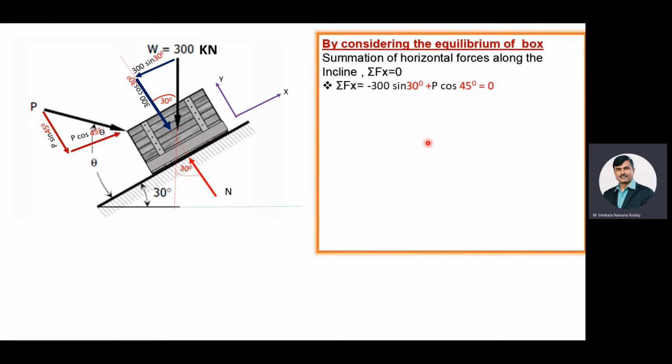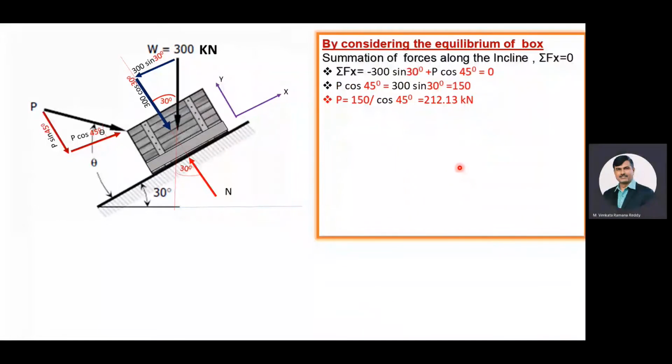So sigma Fx is equal to minus 300 sin 30 degrees plus P cos 45 degrees is equal to 0. After simplifying this, we will get P cos 45 degrees is equal to 300 sin 30 degrees. P cos 45 degrees is equal to 150. Then P is equal to 150 by cos 45 degrees, which is equal to 212.13 kilonewton.